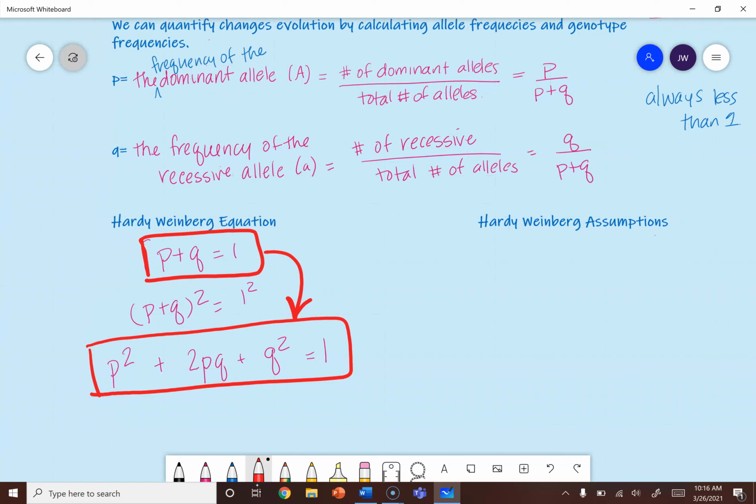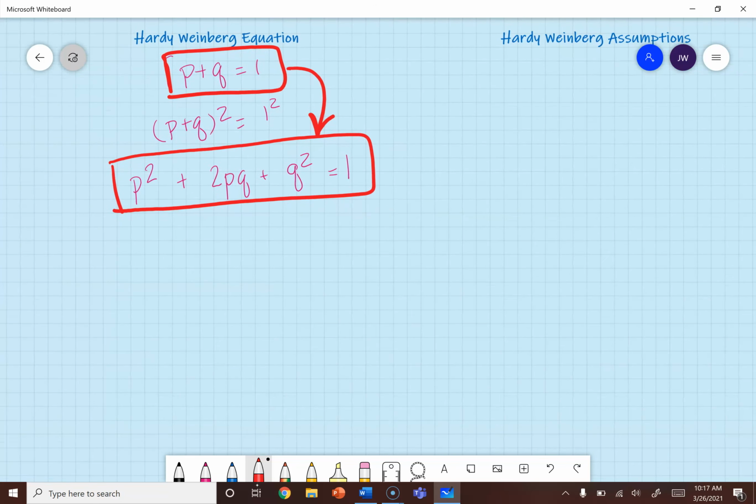The one thing I tell my students is, as soon as we start Hardy-Weinberg, you need to memorize what these variables mean and how to find them. p is the frequency of the dominant allele. You get that by dividing dominant alleles by total number of alleles. q is the frequency of the recessive allele. You get that by dividing the number of recessive alleles by the total number of alleles. You have to memorize that. If you don't, you will be confused the whole time.